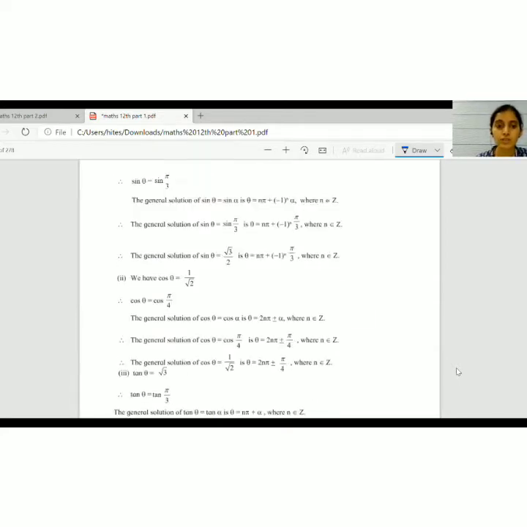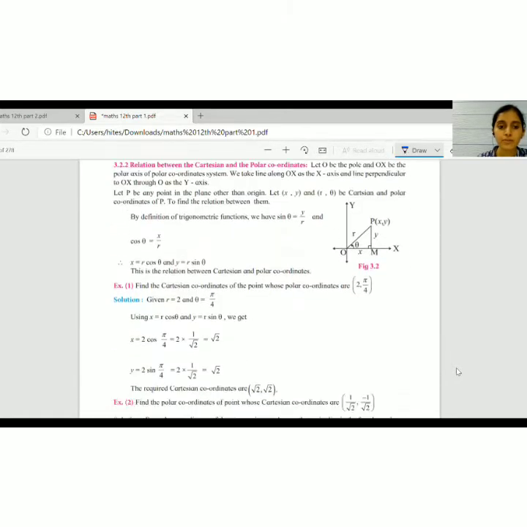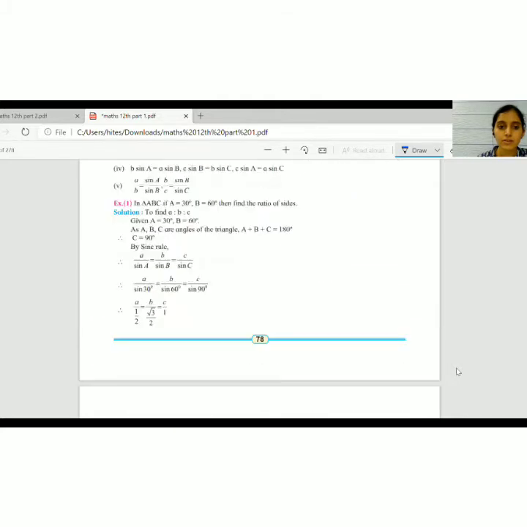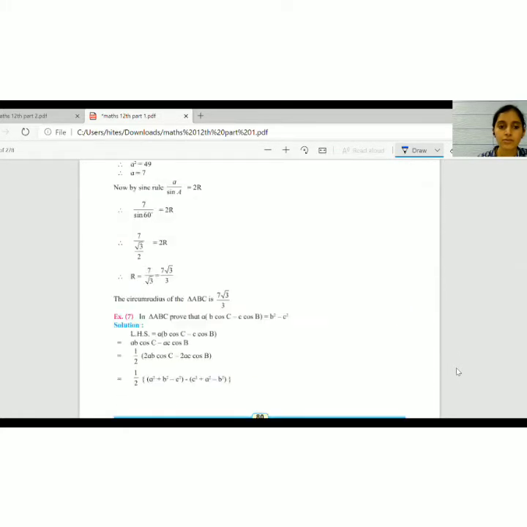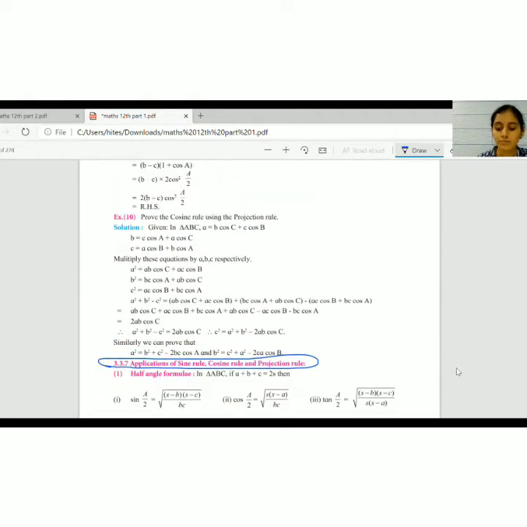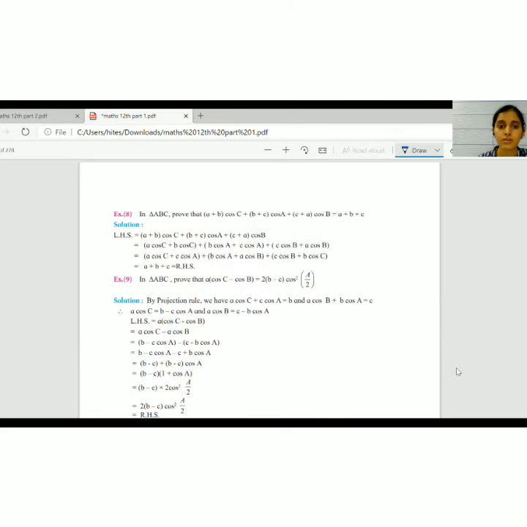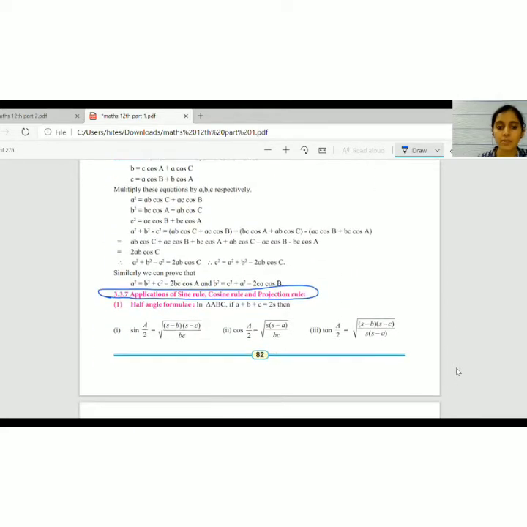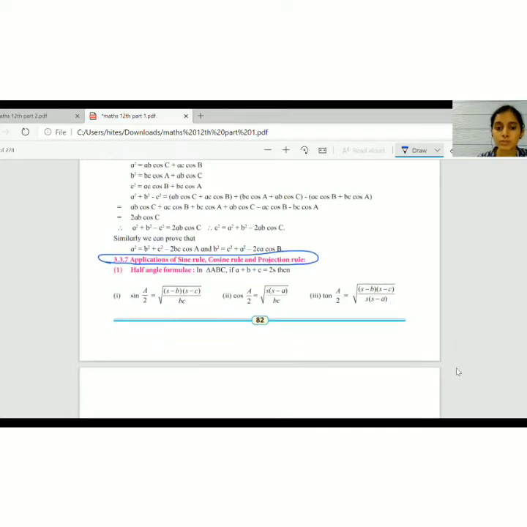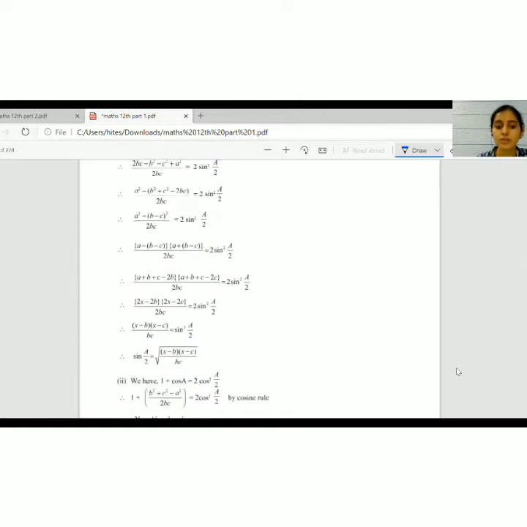Now let's move to the next topic that is not there in this chapter. So it comes down to here, applications of sine rule, cosine rule, and projection rule. Applications of these are not there, but sums based on sine rule, cosine rule before that, all those examples that are before the applications are there. The applications of sine rule, cosine rule, and projection rule are these half angle formulae written over here. Sums based on these would be under non-evaluative.